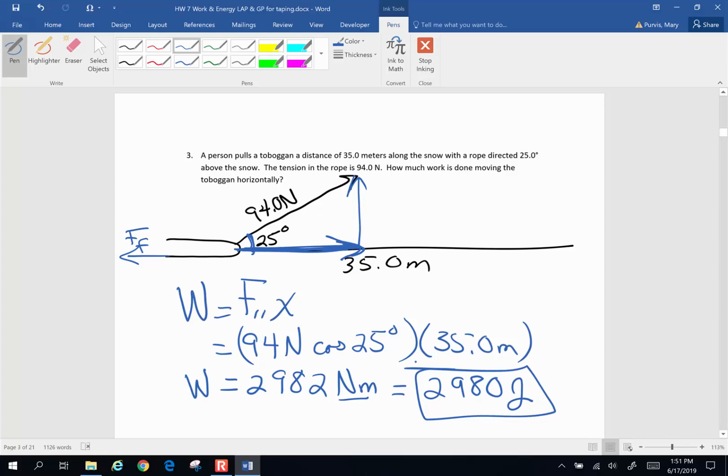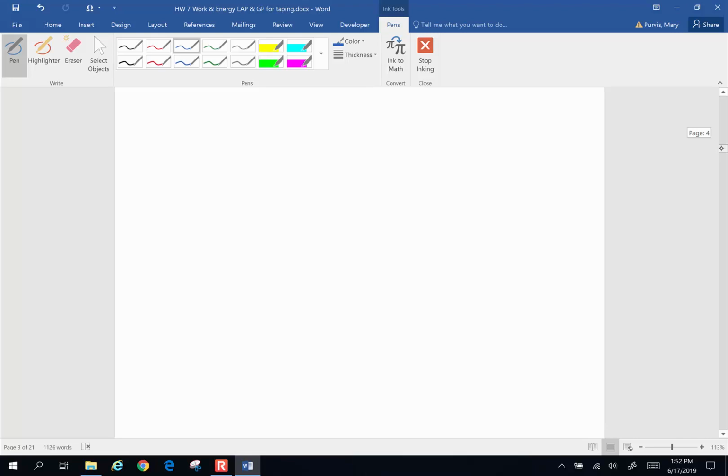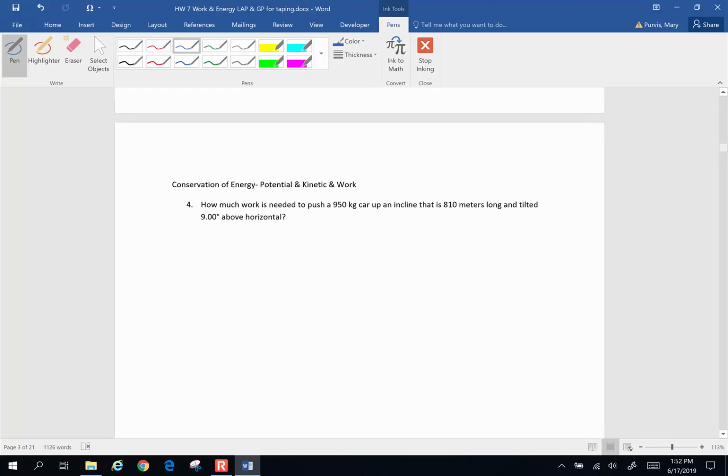Very, very good. I think we've probably got time to do one more in this video. So let's do number four. Conservation of energy and potential energy. How much work is needed to push a 950 kilogram car up an incline that is 810 meters long and tilted 9 degrees above the horizontal?